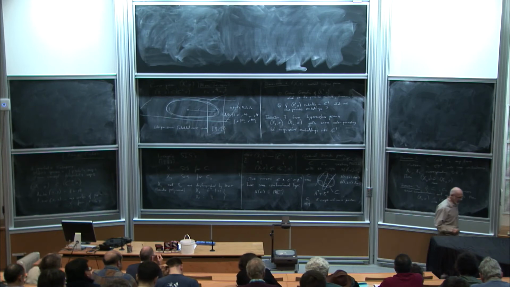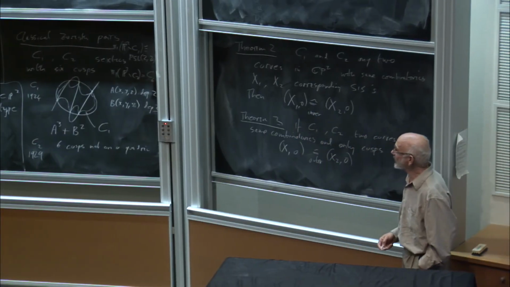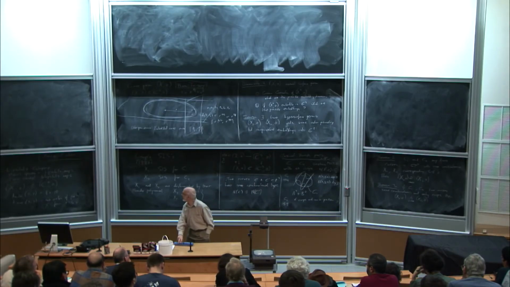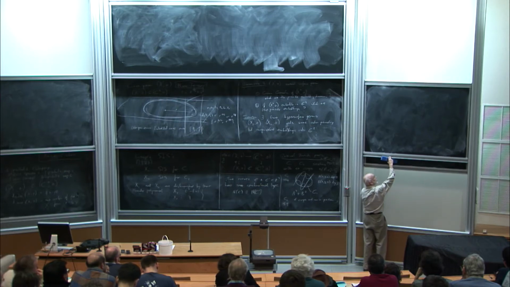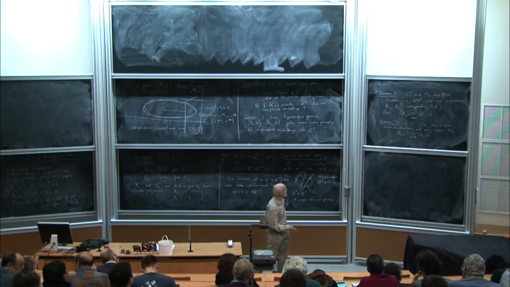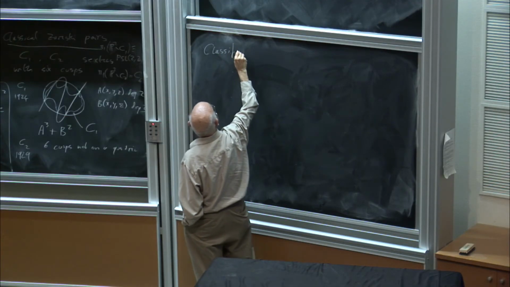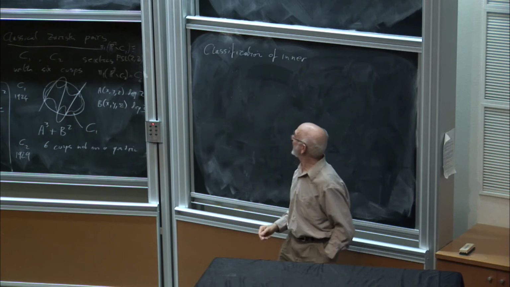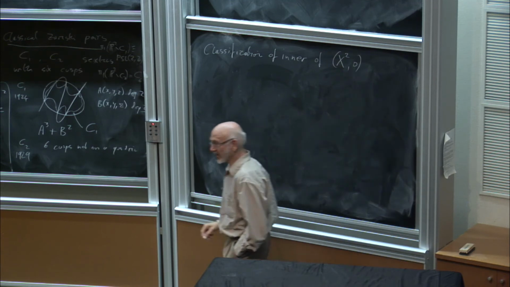So I'd now like to describe how one understands the geometry. How can one decide that two things have the same inner geometry or the same outer geometry? So let me start off by talking a little bit about inner geometry. To be able to say that two things have the same geometry, we'd like some sort of classification. So the classification of inner geometry of normal surface germs.